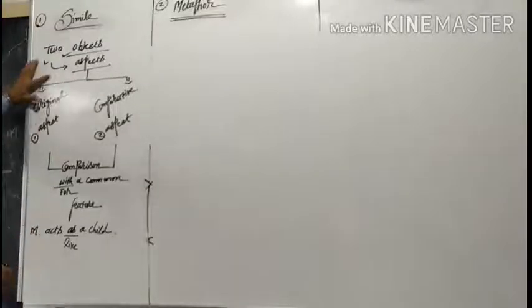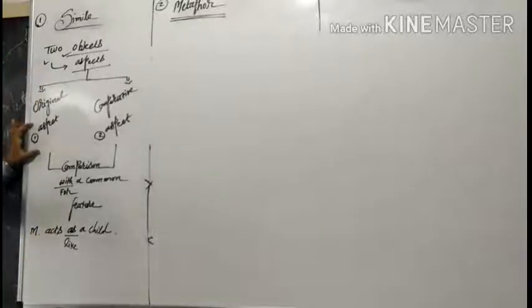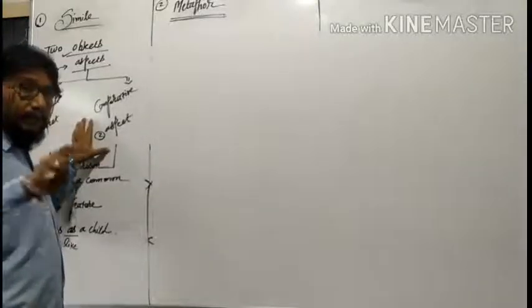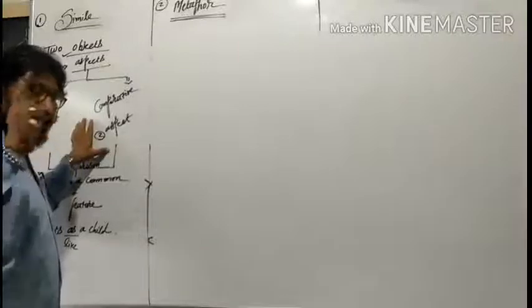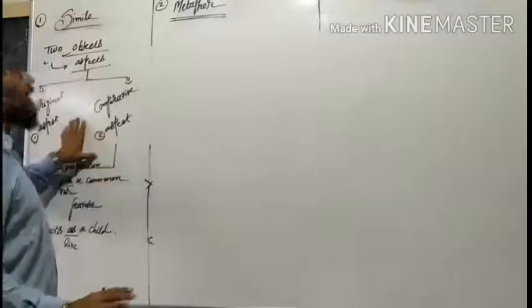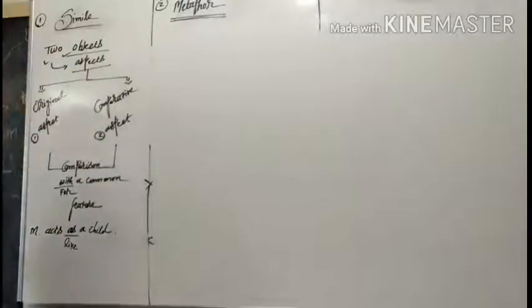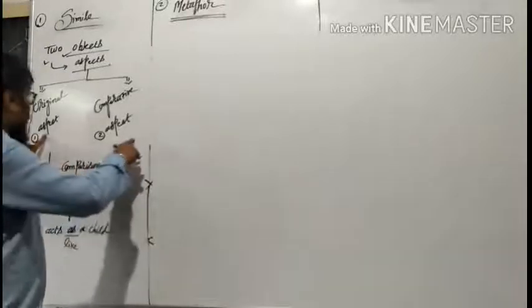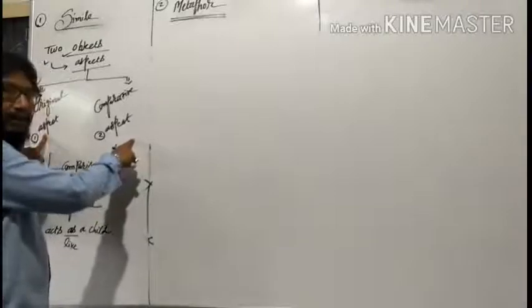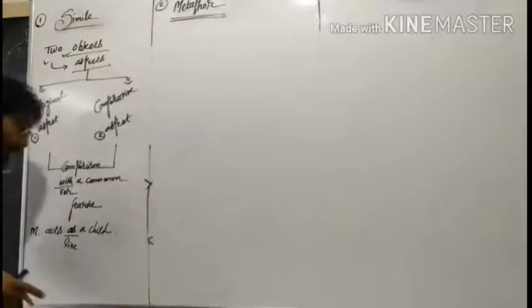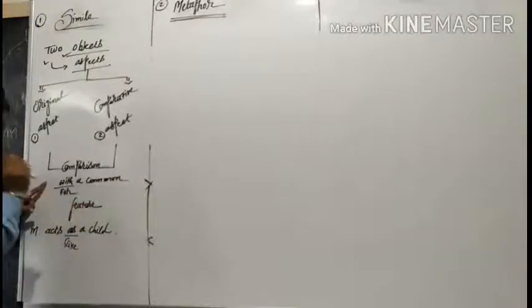There will be minimum two objects or minimum two aspects. One is known as the original aspect, another is known as the comparative aspect. Minimum two aspects are the basic requirement of simile. Then there will be a comparison between the original aspect and the comparative aspect, and that comparison would be for a common feature.